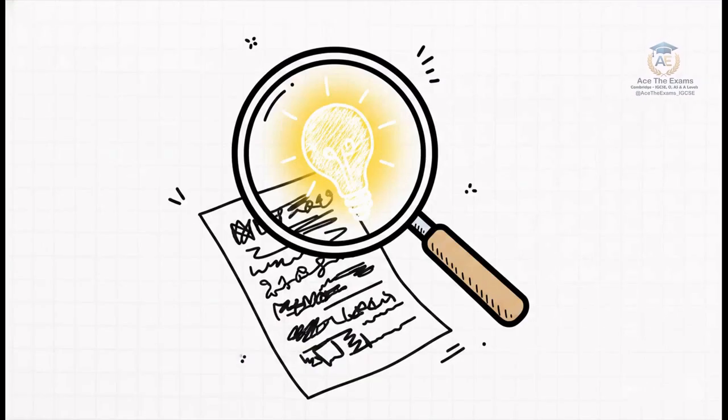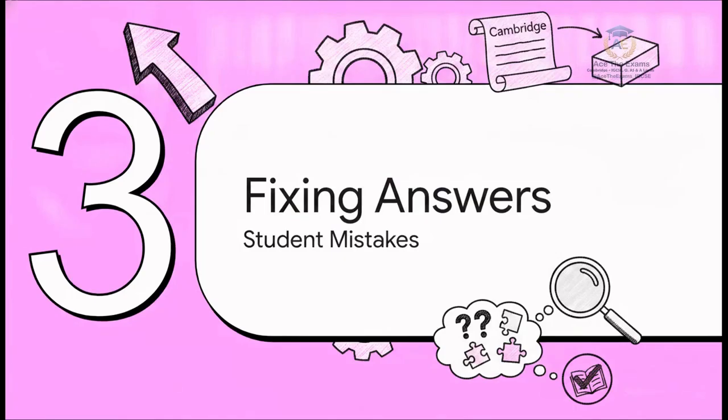In a moment, the examiner's clue that changes the answer completely. Seriously, I'm going to show you a hidden signal in the exam paper that dictates whether you get full marks or a big fat 0. But first, we need the framework that makes that clue obvious. So let's keep building. Section 3, fixing flawed student answers.